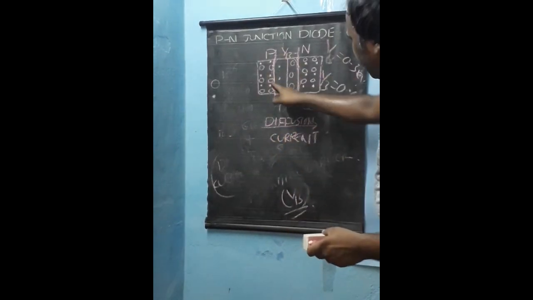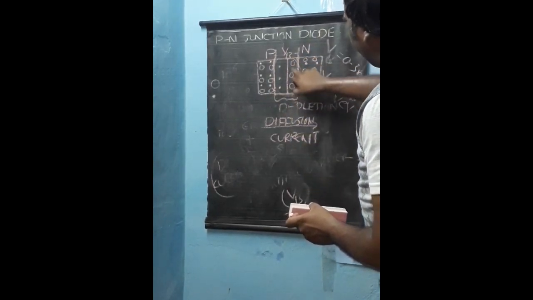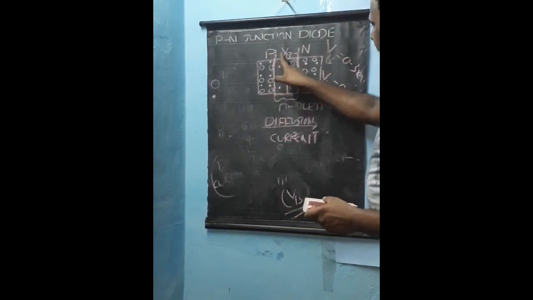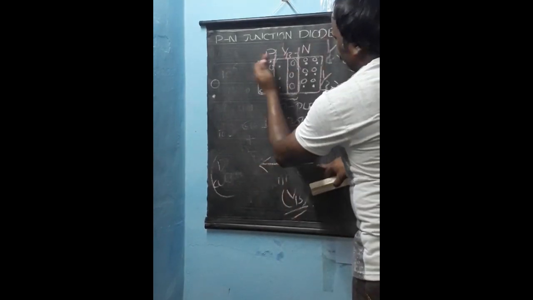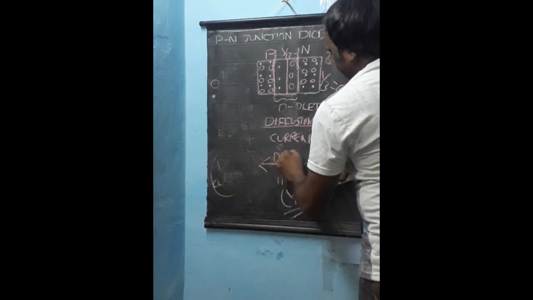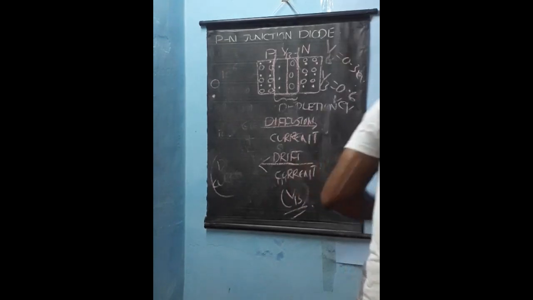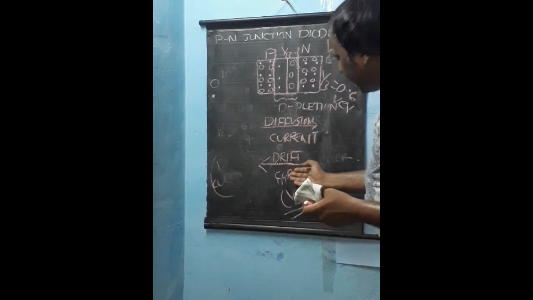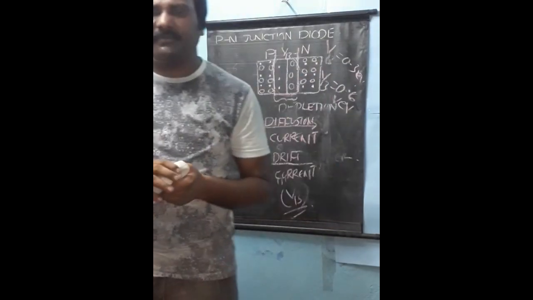In case of depletion layer, these are holes having positive charge. These are electrons having negative charge. So the direction will be in such a way, positive to negative. So the direction will be in such a way for drift current. So both diffusion current and drift current will have directions in the opposite way.